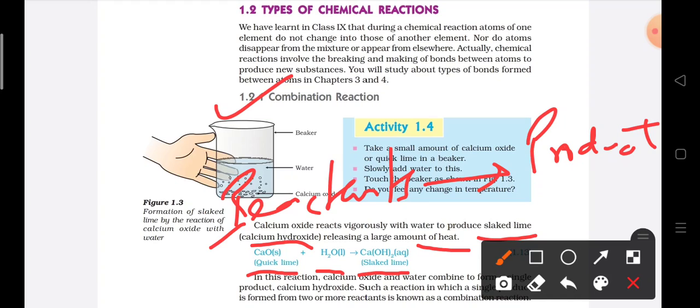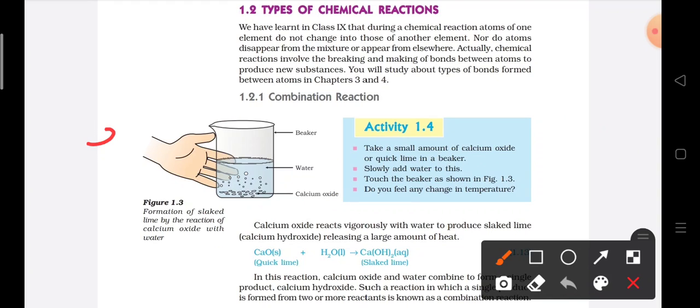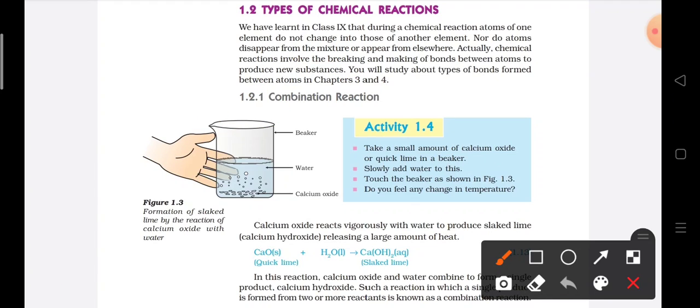So apart from combination reaction, it is also a reaction in which the heat is evolved, and these kinds of reactions are known as exothermic reactions, okay. So apart from combination reaction, it is which kind of reaction? Exothermic. So exo means releasing of, thermic means heat, so exothermic reaction. But right now we are discussing chemical reactions, and in that we are discussing combination reaction.